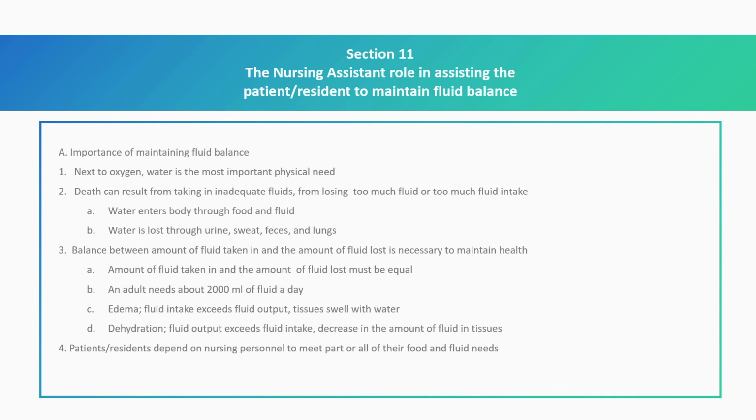Water enters the body through food and fluid. Water is lost through urine, sweat, feces, and lungs. Balance between the amount of fluid taken in and the amount of fluid lost is necessary to maintain health. The amount of fluid taken in and the amount of fluid lost must be equal. An adult needs about 2,000 milliliters of fluid a day.